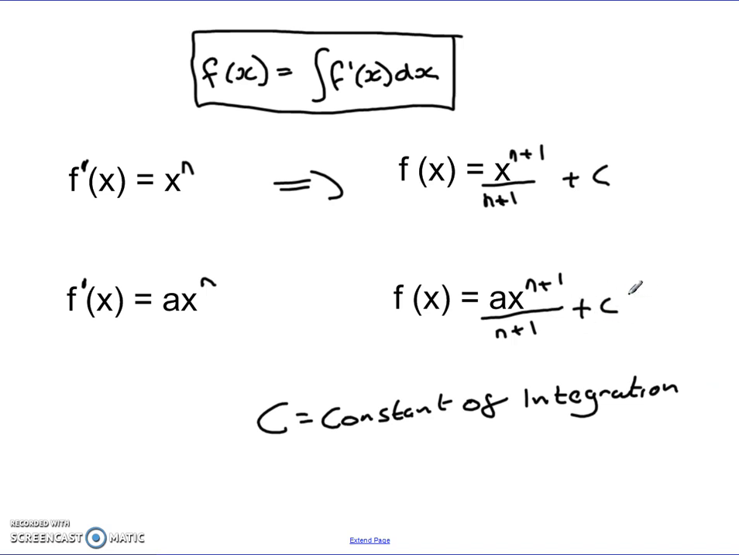Now, the reason we write this is if you were to work back the way for this and take the derivative of f of x to get back to f dash of x, taking the derivative of ax to the n plus 1 over n plus 1 or x to the n plus 1 over n plus 1 will give you this original part of the expression here. But remember, the plus c is a constant, so it's just a number.